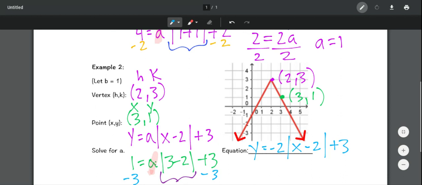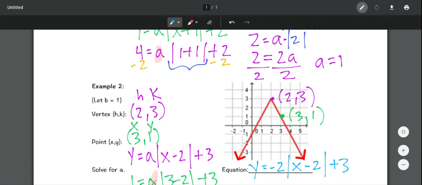Now that we went through the lesson, you can go ahead and complete the assignment that goes with it that has you practice writing the equation of absolute values.